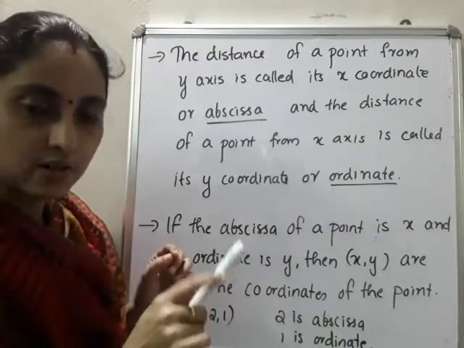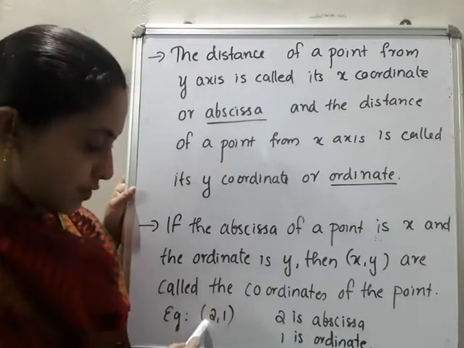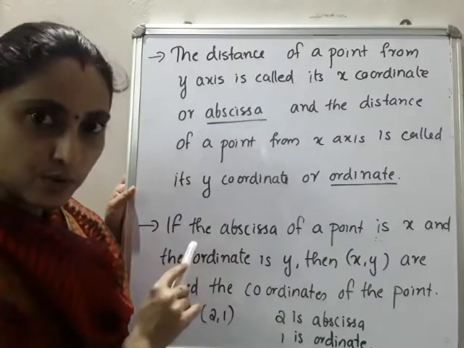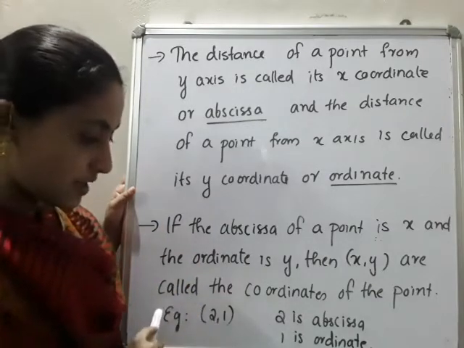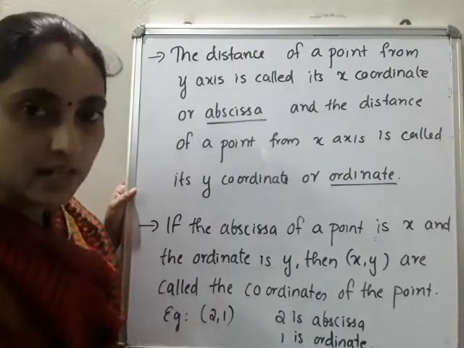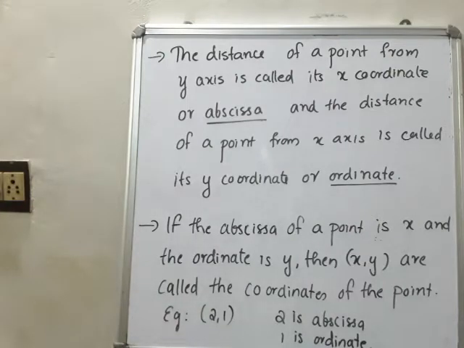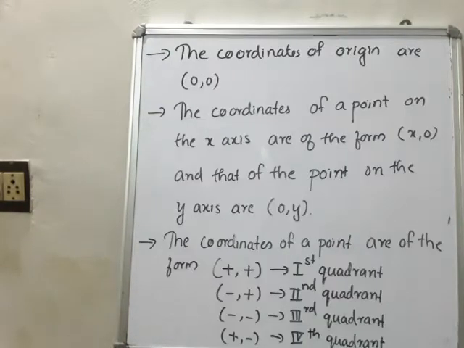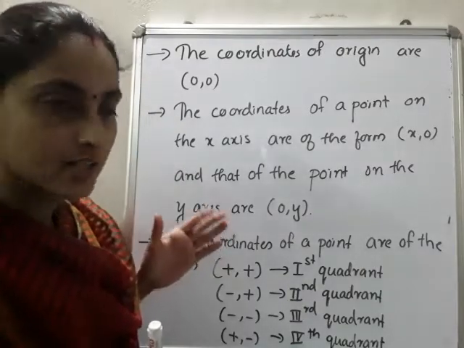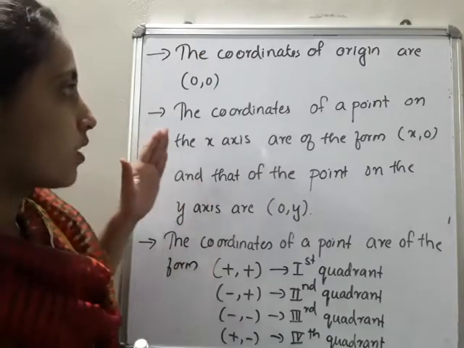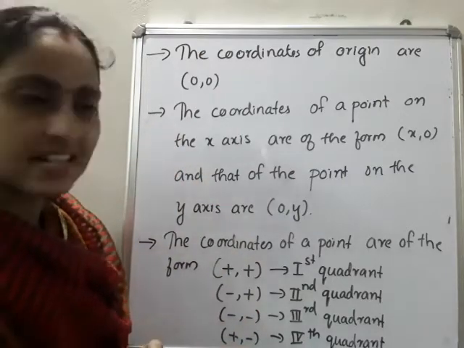One example we wrote in the above part, that is (2, 1). 2 is called the abscissa, so that is the distance from the y-axis, which is 2. And 1 represents what? The ordinate, that is the distance from the x-axis. Okay, so please write down this. Next one is the coordinates of the origin, as already said. It is represented by O and its coordinates are (0, 0). And the coordinates of a point on the x-axis are of the form (x, 0). How can we write (x, 0)?